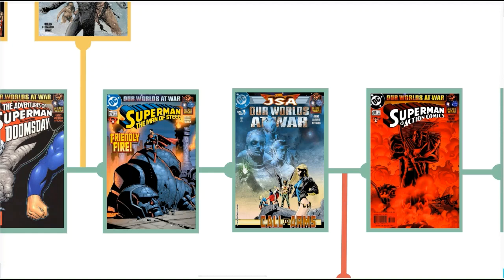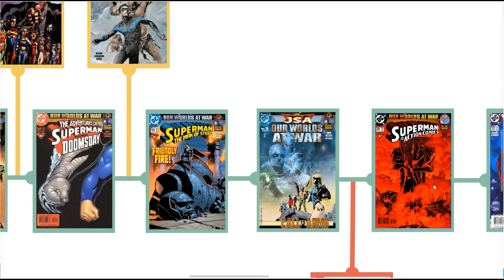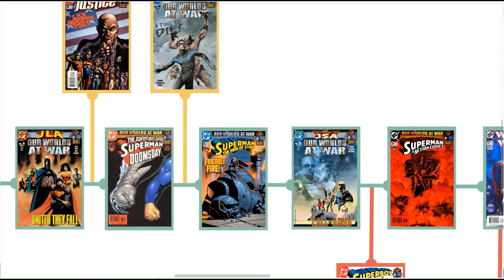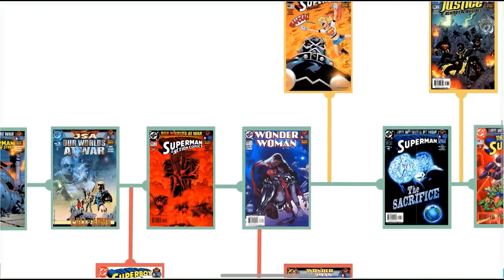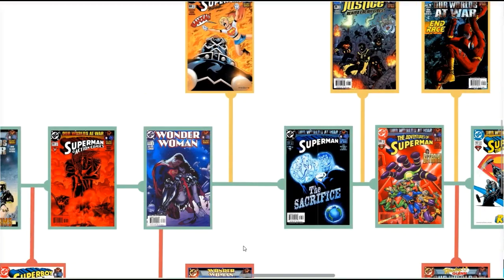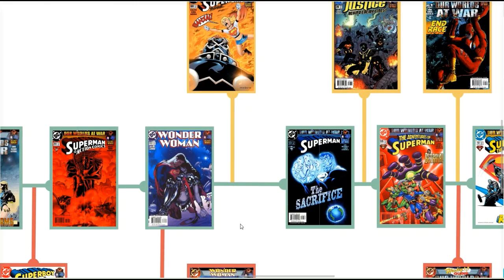What we have here is Action Comics 781. This is an essential issue. And as an essential issue, it is definitely one that needs to be read after JSA Our Worlds at War and before the next issue in this. And the next issue in this is Wonder Woman 172. That's an essential issue that features the death of a key character and the return of a key character.